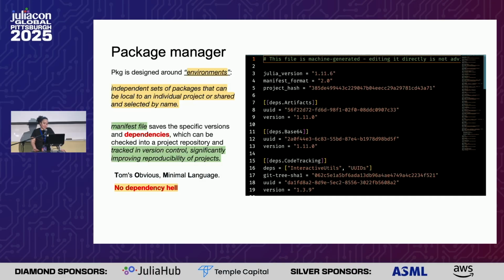Okay, so coming back from our break, now we'll talk a little bit about the package manager in Julia and how you can manage dependencies and different packages. So I will briefly introduce what this is about. Julia's package manager is called Pkg, and it is designed around building environments.